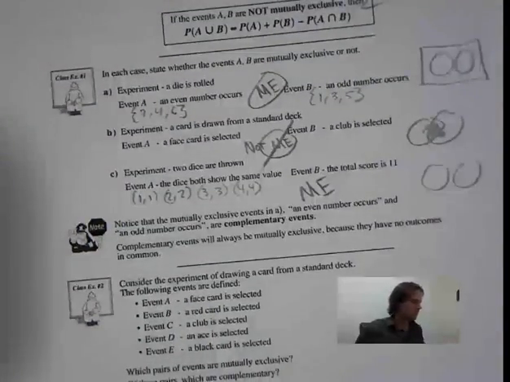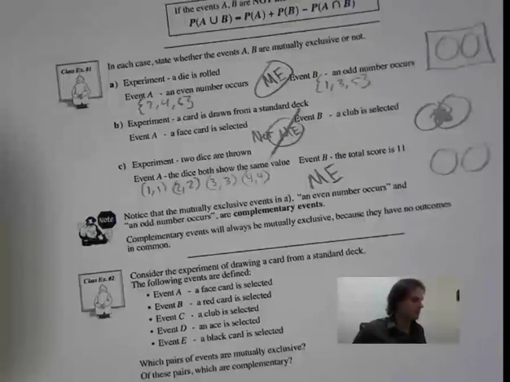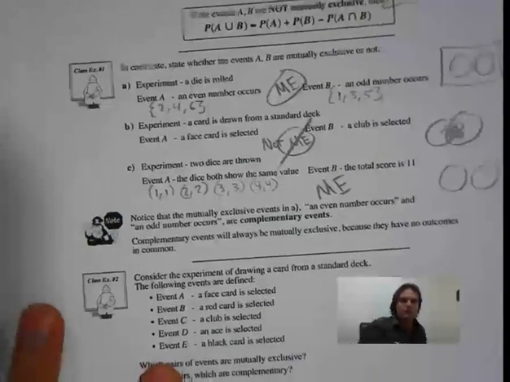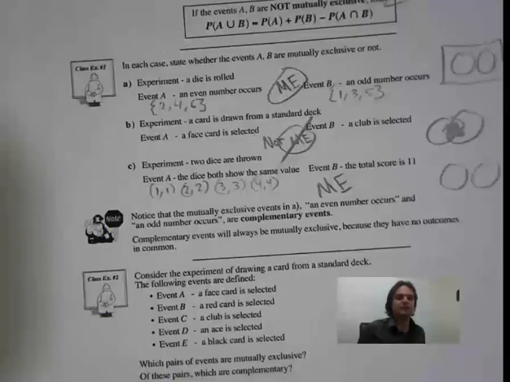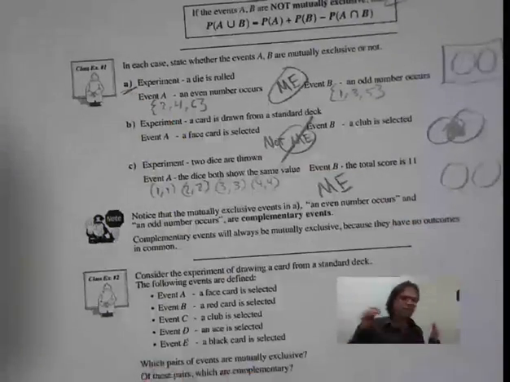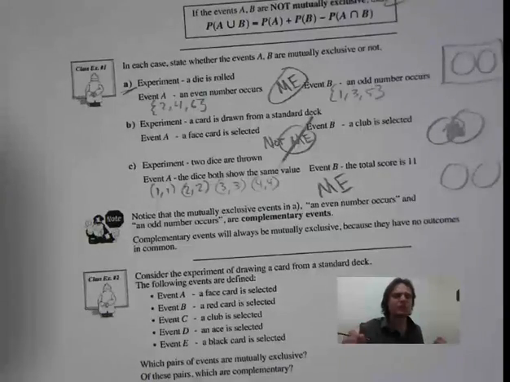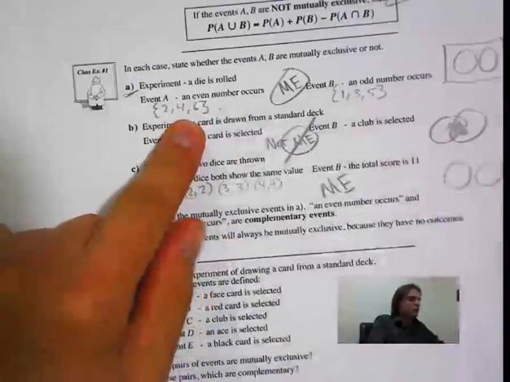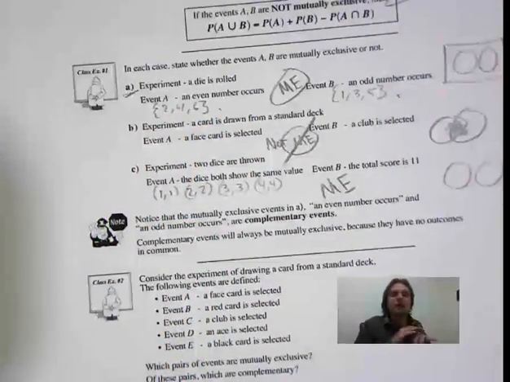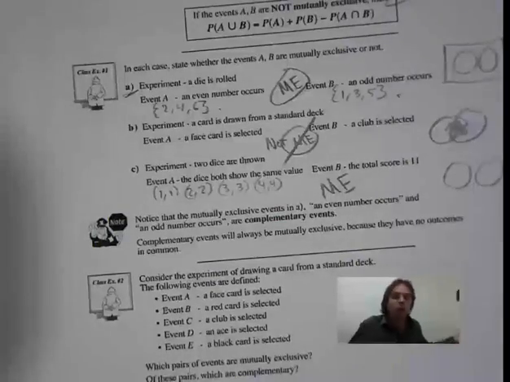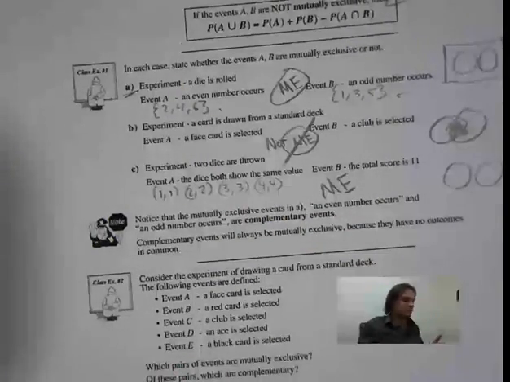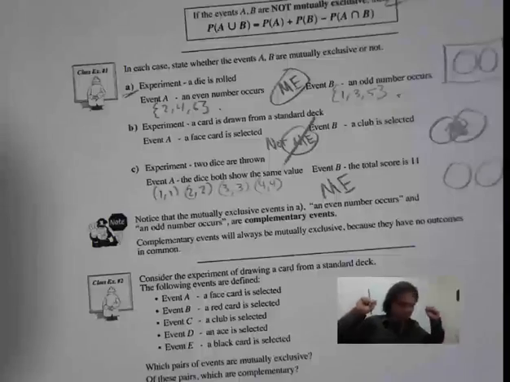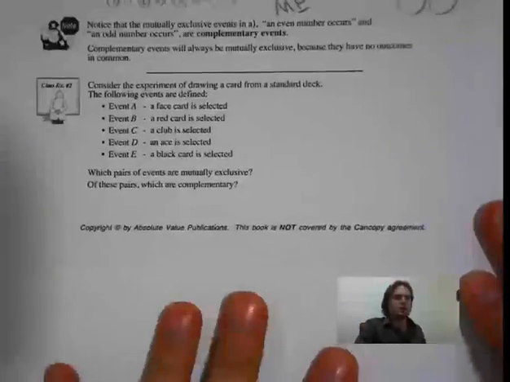Now, complementary events are, notice that mutually exclusive event A, even number occurs and odd number occurs, right? So if you look at A, you can only have even or odd. Those are complementary events, meaning the complementary event of the even is the odd, and that will make up your full amount of outcomes. Your complementary event means if you have 2 events and they make up the full amount of outcomes, they're complementary. So, here we go. Take a look at this one here now.